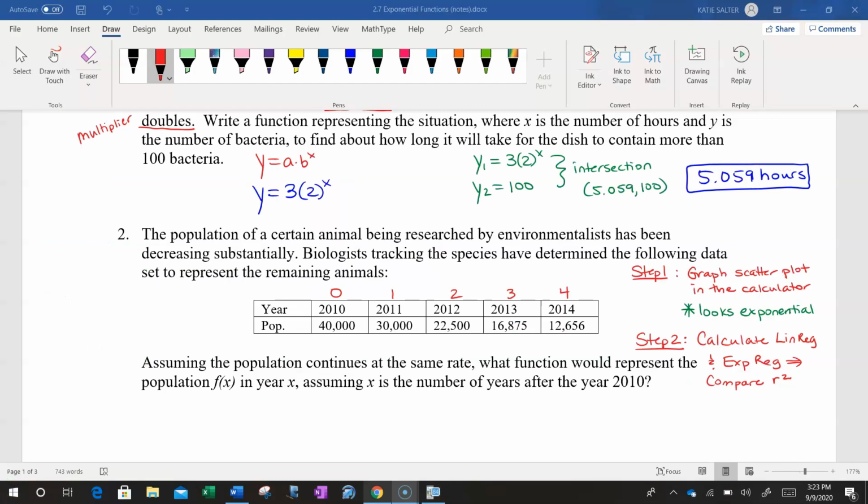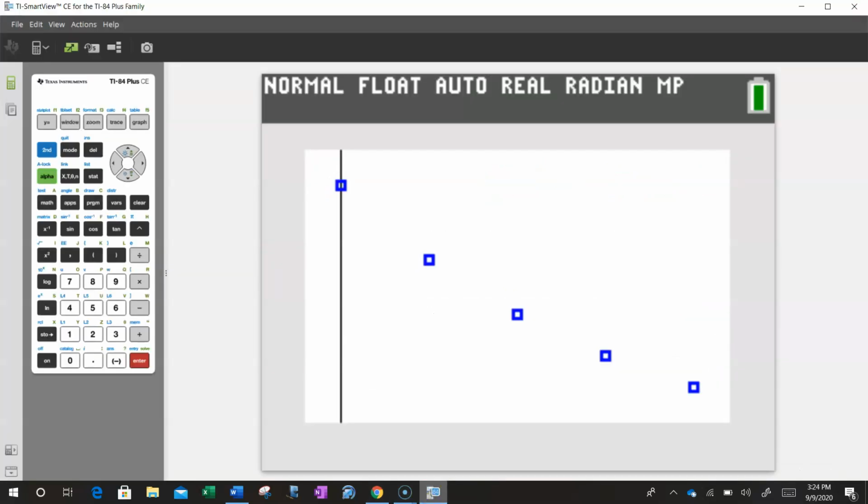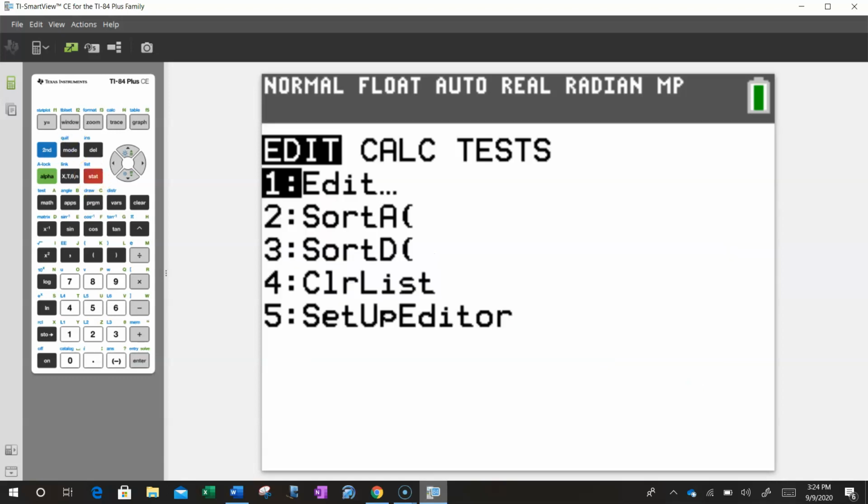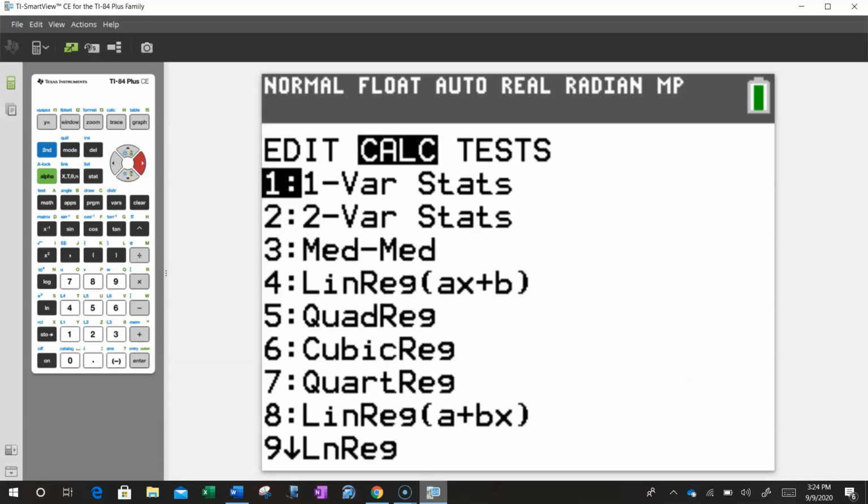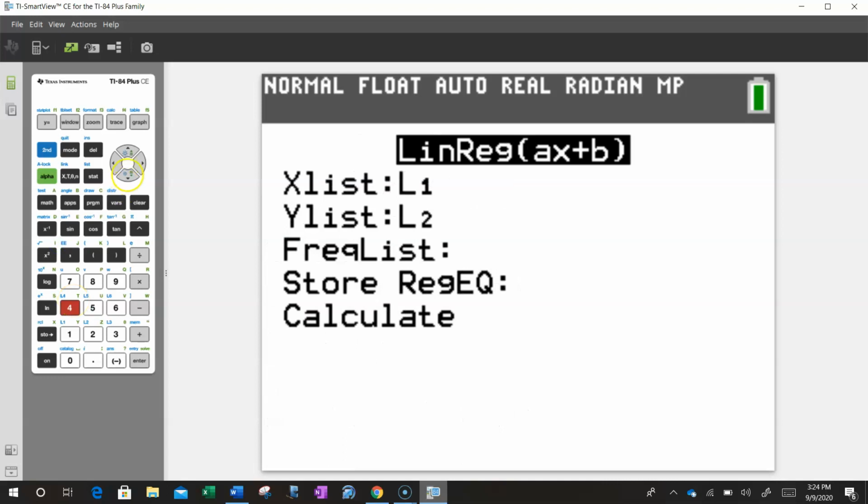So I think the exponential is going to be better, but what we're going to do is calculate the ln reg and the exp reg, write down both, and compare the r squared values to see which one would be better. So to do that, we're going to hit stat, go over to calc, go to number 4, ln reg, and go down to calculate.